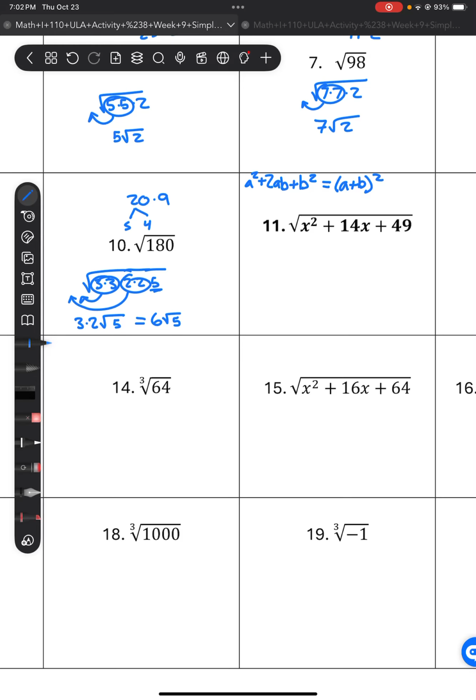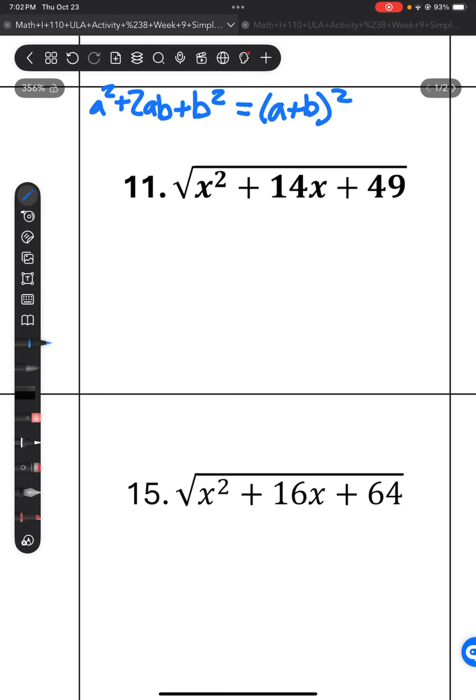So moving on, we now have variables under our radicals. What you should see there is I put the formula that you want to keep in mind, unless you want to factor it. I'm not going to factor it. I'm going to show you this way. It's a little quicker and you can see more patterns here.